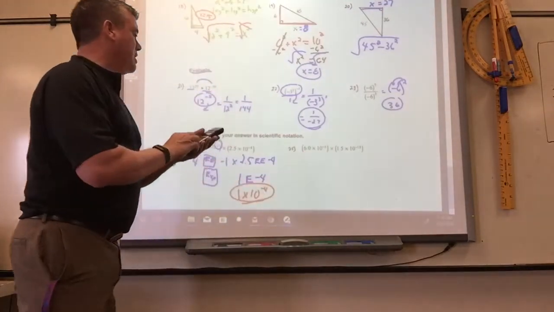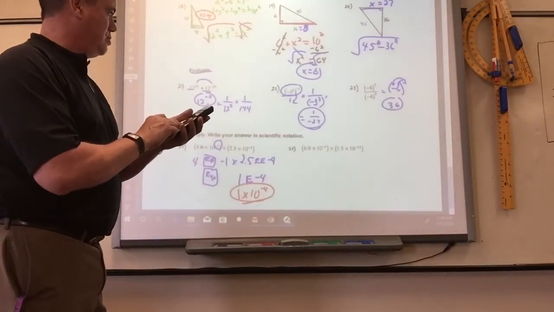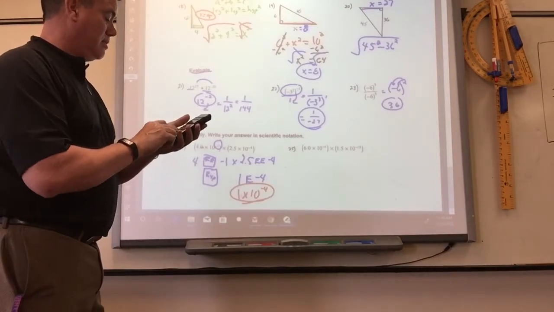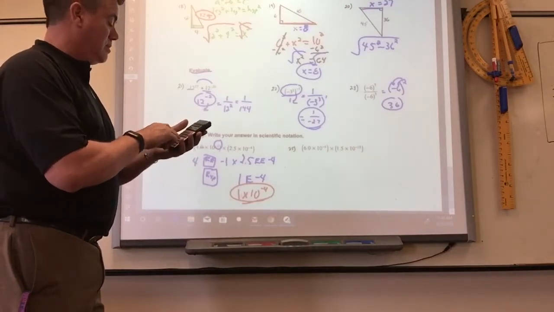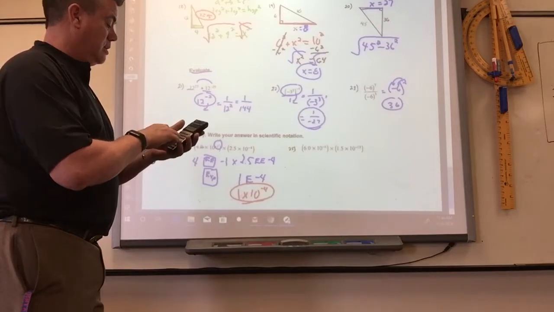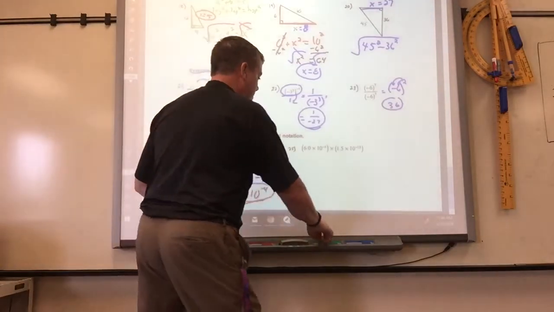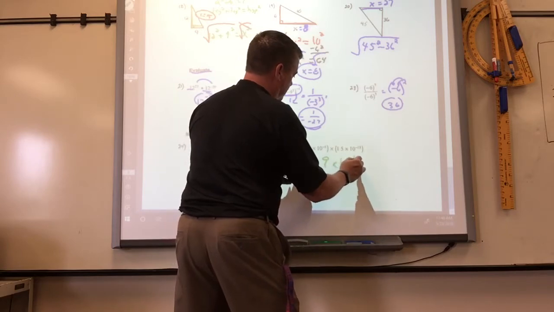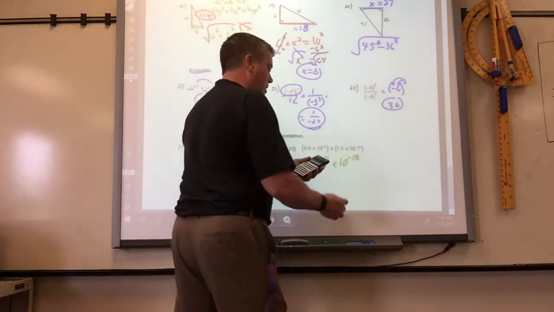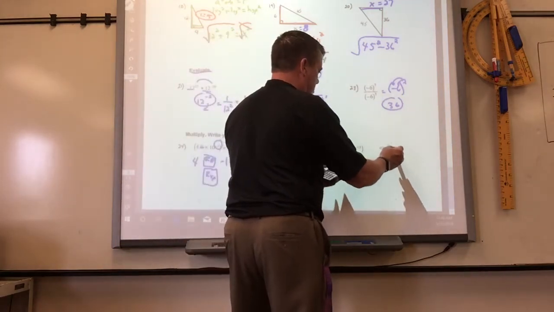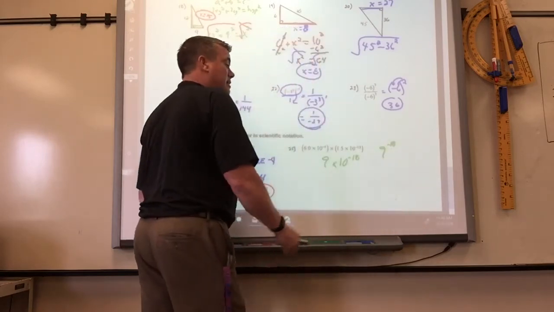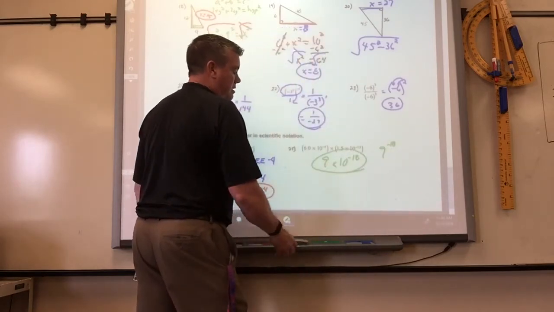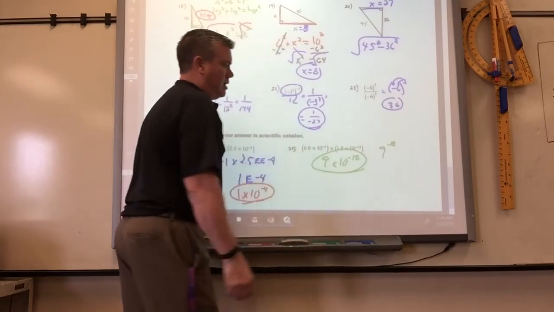So this one, you do the same way. 6 to... You get 9 times 10 to the negative 18. Again, this calculator doesn't write it like that, it just puts this. But you've got to put it into actual scientific notation. If you write it that way, you're going to get it wrong.